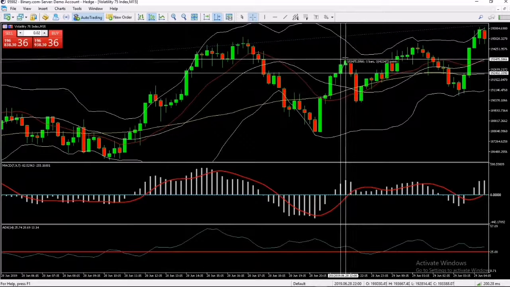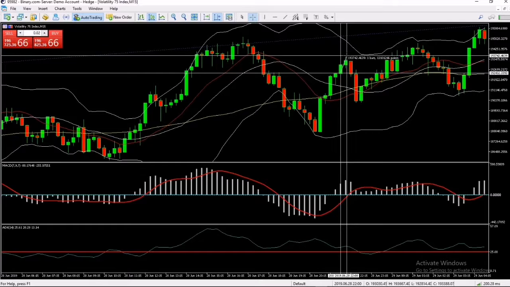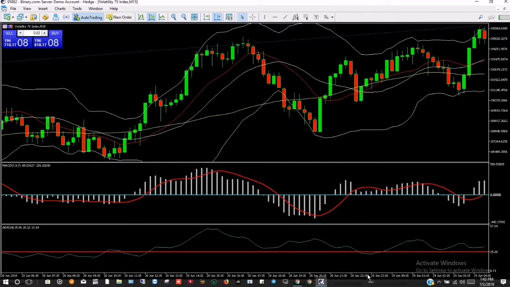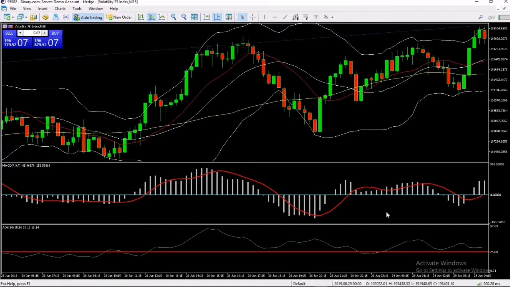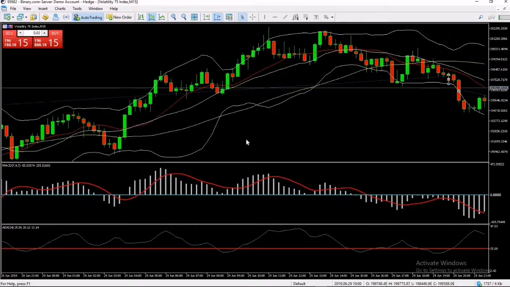But if you weren't aiming too much, you would have caught some profits here and secured your profit before this reversal happened. So that is how the market is daily. You just have to wait for the right moment to strike the market.